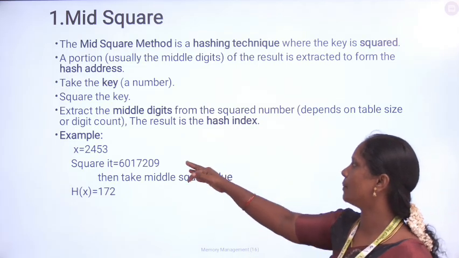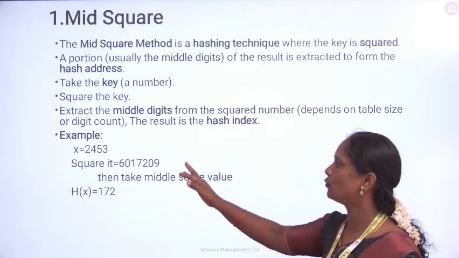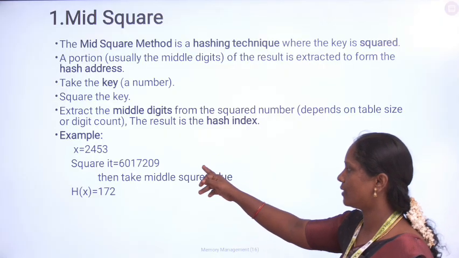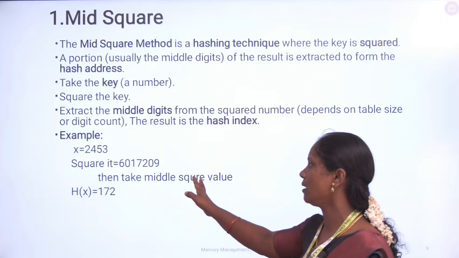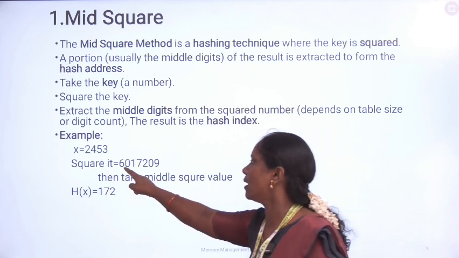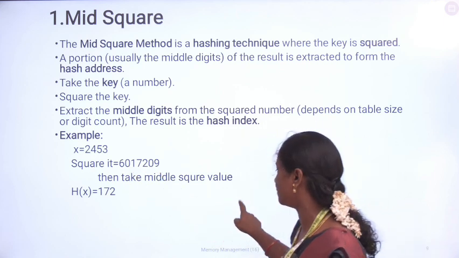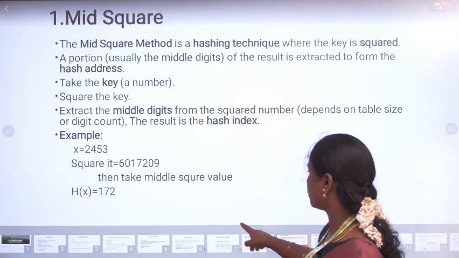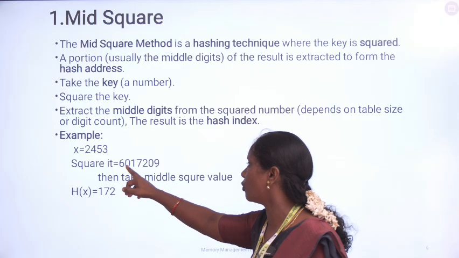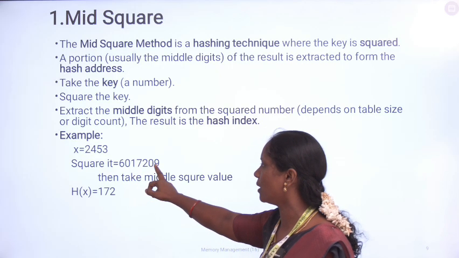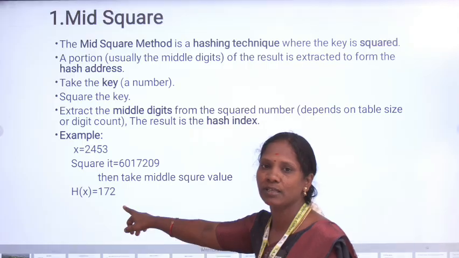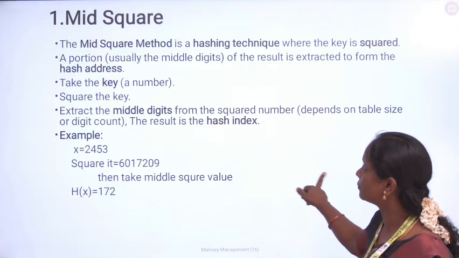Next, an example: x equals 2453. We square 2453, and our answer is 6017209. Then we take the middle value, omitting the first 2 digits and the last 2 digits. So here our middle value is 172. Our hash function value is 172.